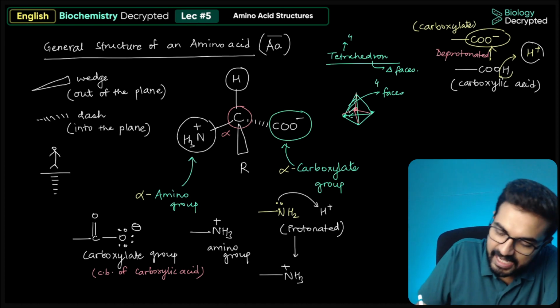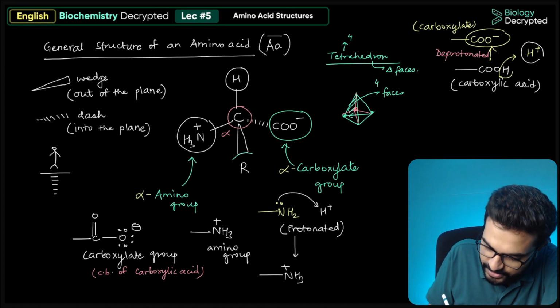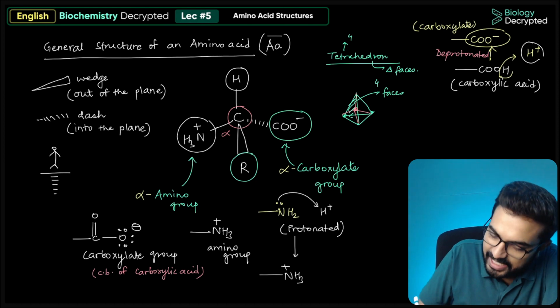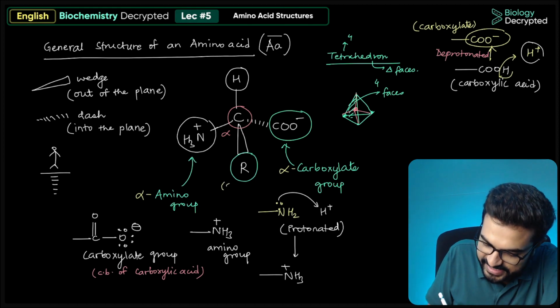Now what is R? H is obviously hydrogen, but what is R? R actually denotes the side chain.